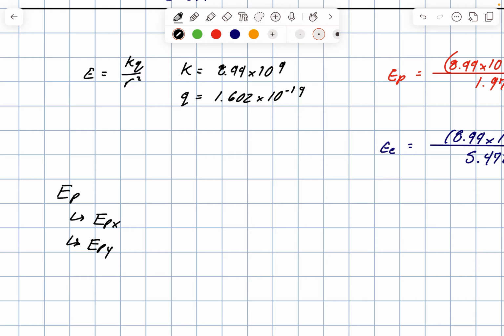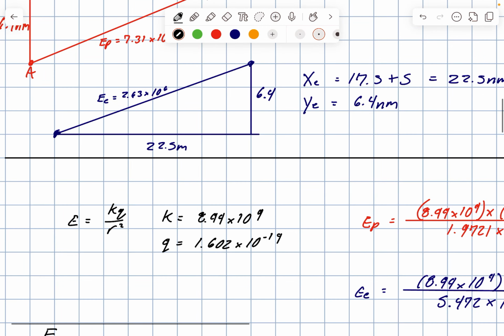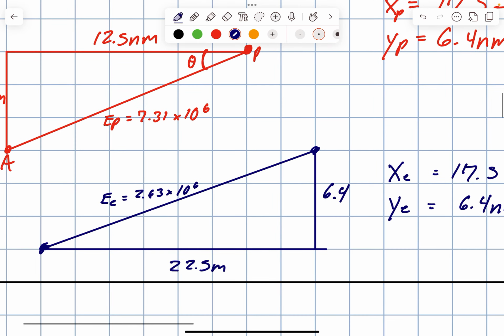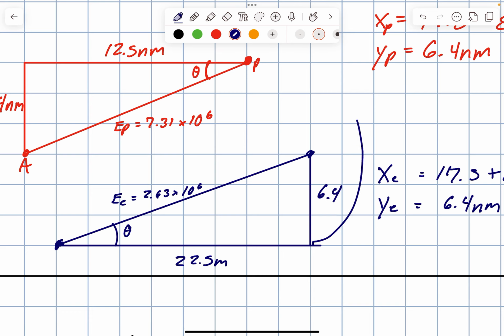So the first thing we have to do is identify the degree at which this electric field is acting on point A. So that's going to be this angle right here. And then similarly for our electron, it's going to be this angle right here. And that's because if we just flip this triangle upside down, it would just look like this triangle up here. So just a rule of equivalent angles.